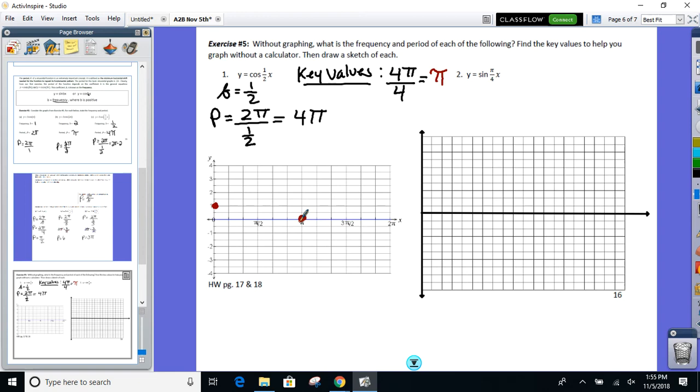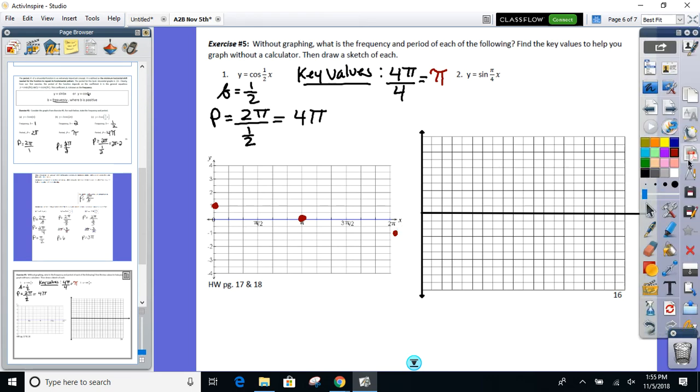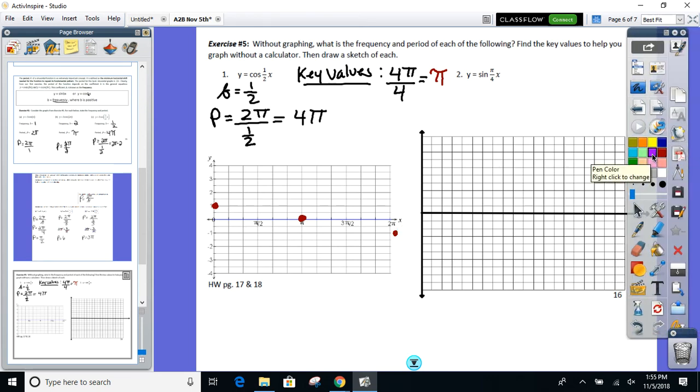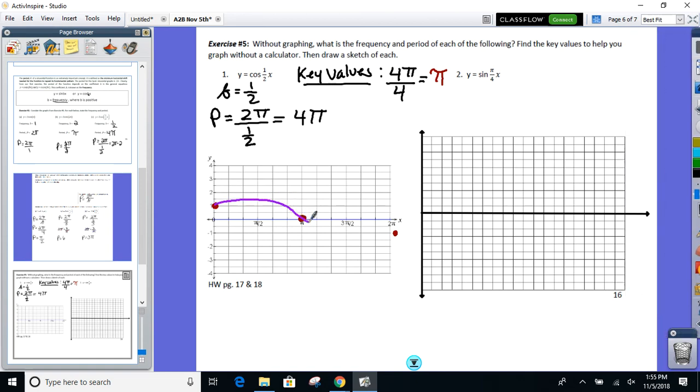Keep talking with me here. Starts at its max, goes to 0. What's the next one? Minimum, which is -1, but it's every pi. So where do I put the next point? Nice. 2 pi. And that's all the graph gives me. That's all I'm going to graph. Not a straight line. This is the cosine curve. Show it some respect.